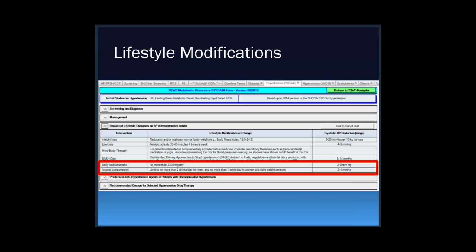The last 2 lifestyle recommendations deal with sodium and alcohol reduction. There are strong recommendations for both of these. The first is to lower sodium intake to less than 2,300 milligrams a day. As far as alcohol consumption, our hypertensive patients should limit their alcohol intake to less than 2 drinks a day in men and 1 drink a day in women. The blood pressure reduction for both of these interventions is kind of small, but it is statistically significant.